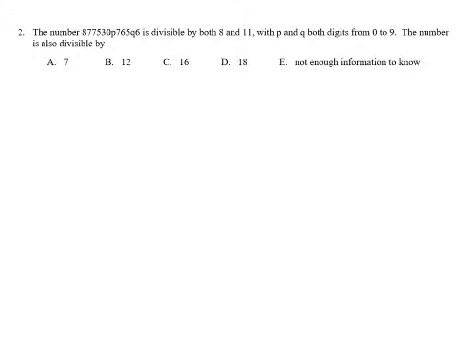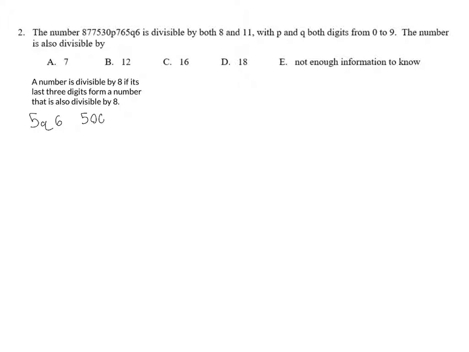This problem is about divisibility rules, so let's review a couple of them. We'll start with divisibility by 8. A number is divisible by 8 if its last 3 digits form a number that is also divisible by 8. In this case, its last 3 digits are 5, Q, and 6. So depending on the choice of Q, this gives us several different possibilities.